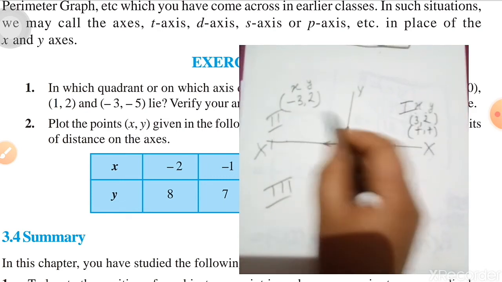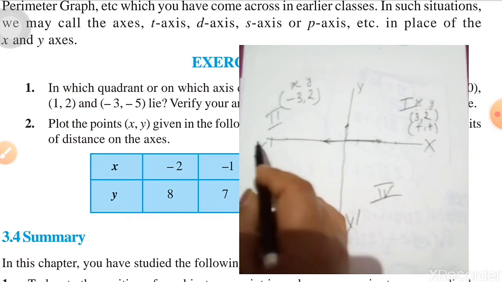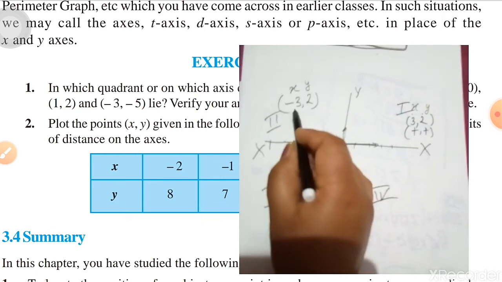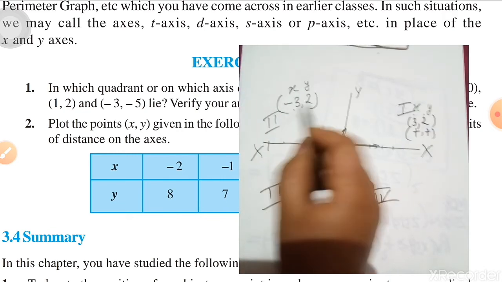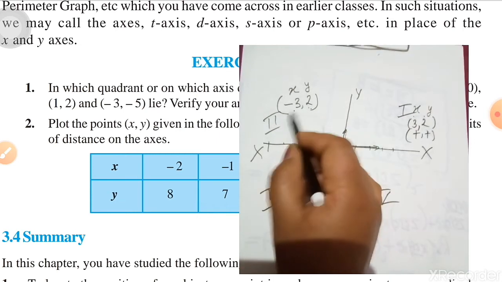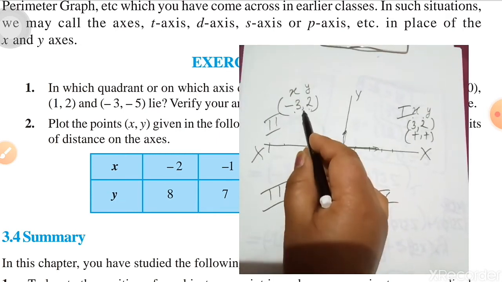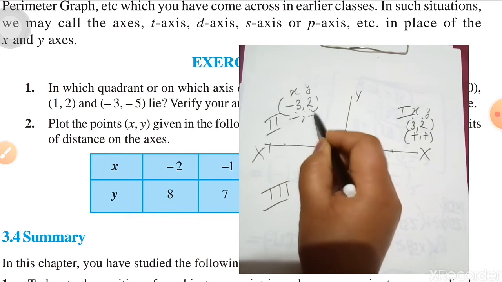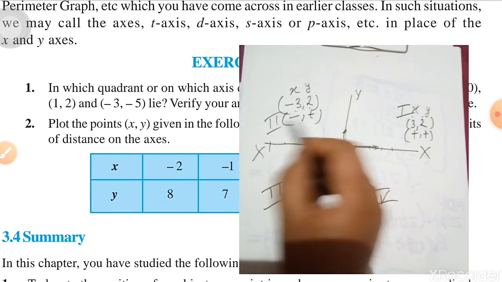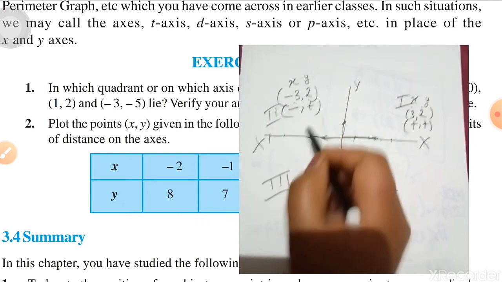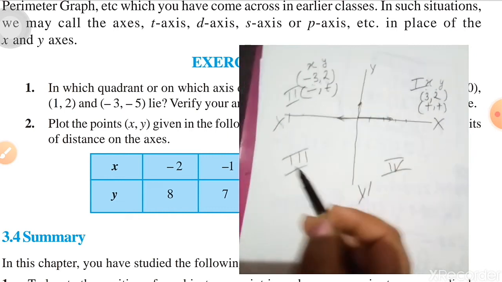In the second quadrant, you can see that x is negative, and we always write x first. Then in the second place we write y. This is called the abscissa and this is called the ordinate. Now see that it's minus 3, so minus and plus type coordinates come in this quadrant. Now see the third part.